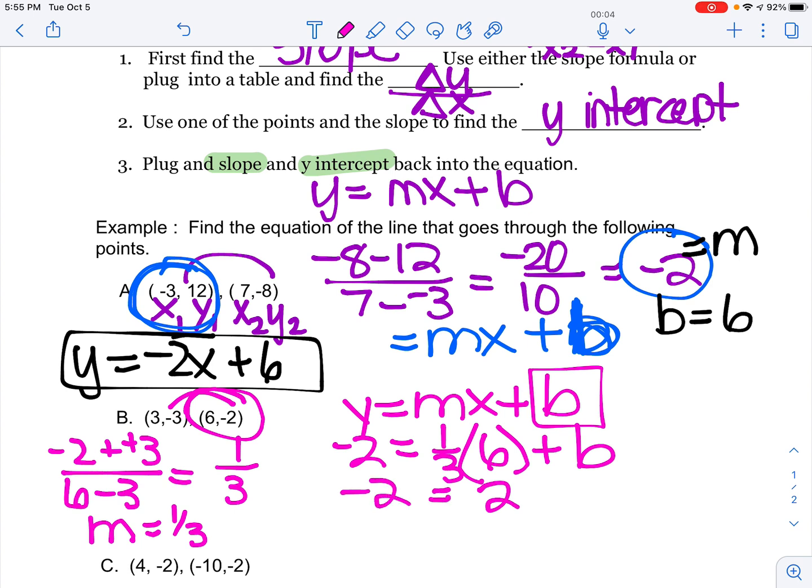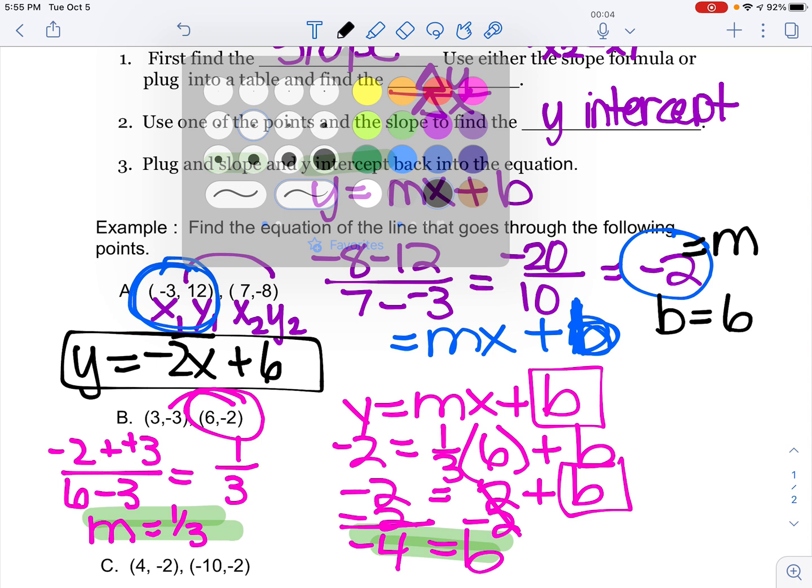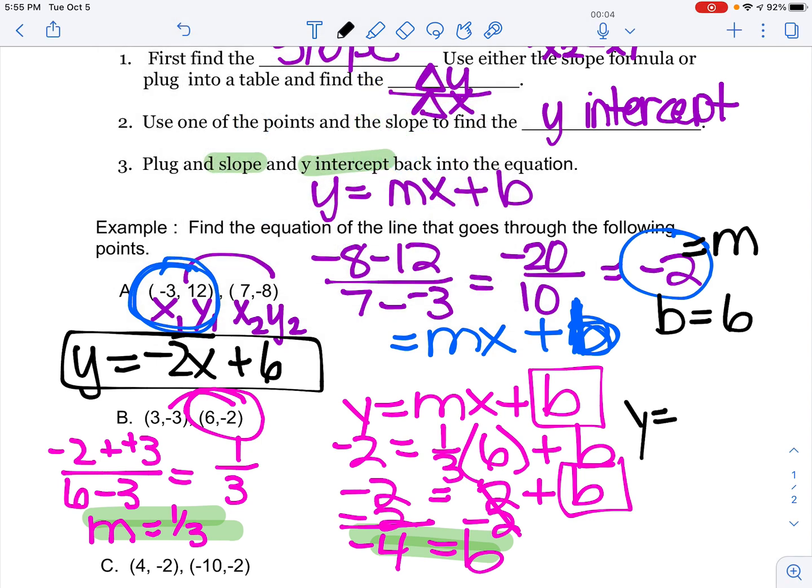It's negative 2 here, plus b. I'm solving for b. I'm going to subtract 2 from both sides. Negative 2 minus 2 is negative 4. So b equals negative 4. So I know b is negative 4 and m is 1/3. So my equation would be y equals 1/3 x minus 4.